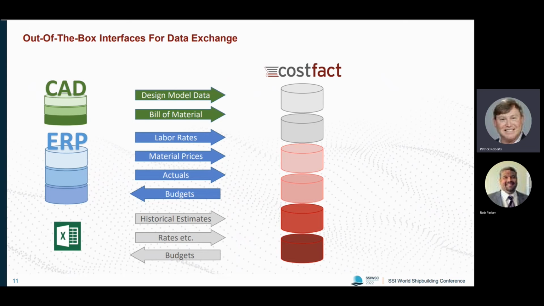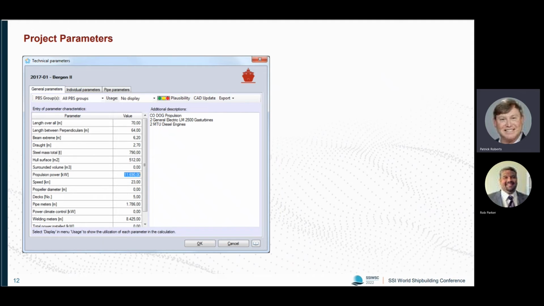So how does it look when we have this information in CostFact? I'm using very, very simple examples just to keep it transparent. Here we see the project-related information. A project is one estimate. We see the information which can be defined by the user: what are the technical parameters which are relevant for our cost estimation processes?